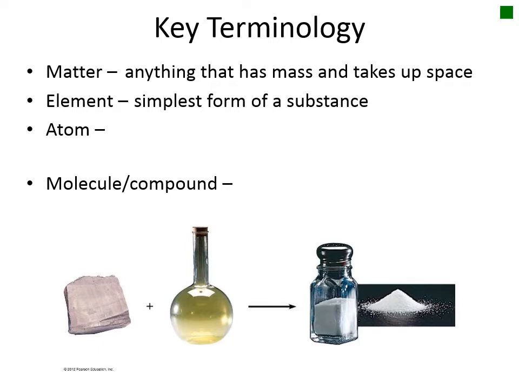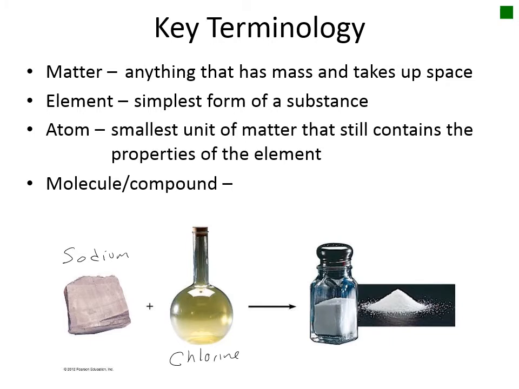Two elements are pictured here. The first is sodium, a soft silvery metal. The second, pictured in the flask, is chlorine, a yellow-green gas. This chunk of sodium would be composed only of sodium atoms. An atom is the smallest unit of matter that still contains the properties of the element. We will talk about atoms in detail in a minute.